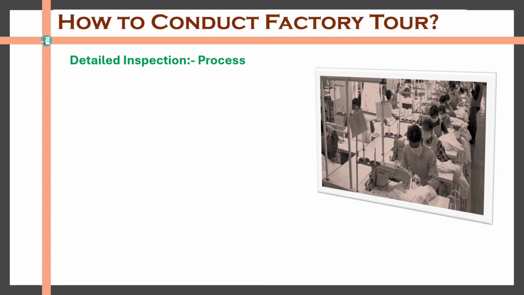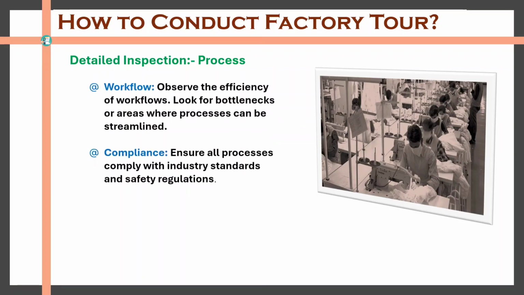Next, detailed inspection of the processes. Workflow: observe the efficiency of workflows. Look for bottlenecks or areas where processes can be streamlined. There should be no mixing of material or product in the lines. Compliance: ensure all processes comply with industry standards and safety regulations.